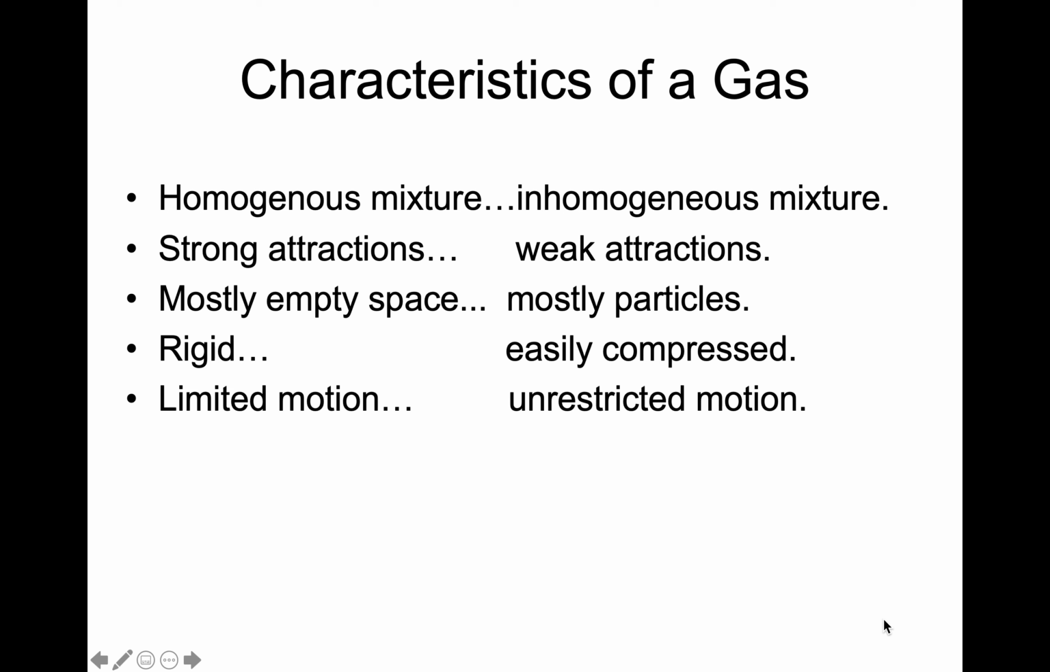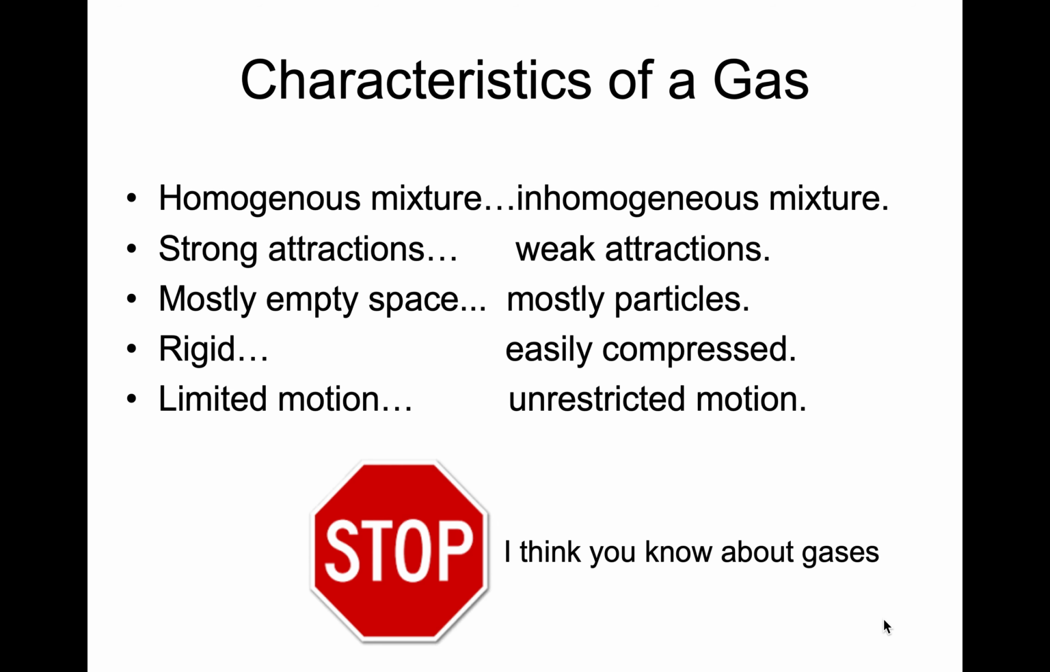Different characteristics of a gas. Like I said, I think you're probably familiar with different characteristics of gases. So here I give you some choices. Would you say a gas is more a homogeneous mixture or inhomogeneous? Are there strong attractions or weak attractions? For each of the options, consider is a gas more like something on the left or something on the right? I think you know about gases and probably have a reasonable model. Take a second. Are there any that you're confused about? Are there any comparisons where you're uncertain?